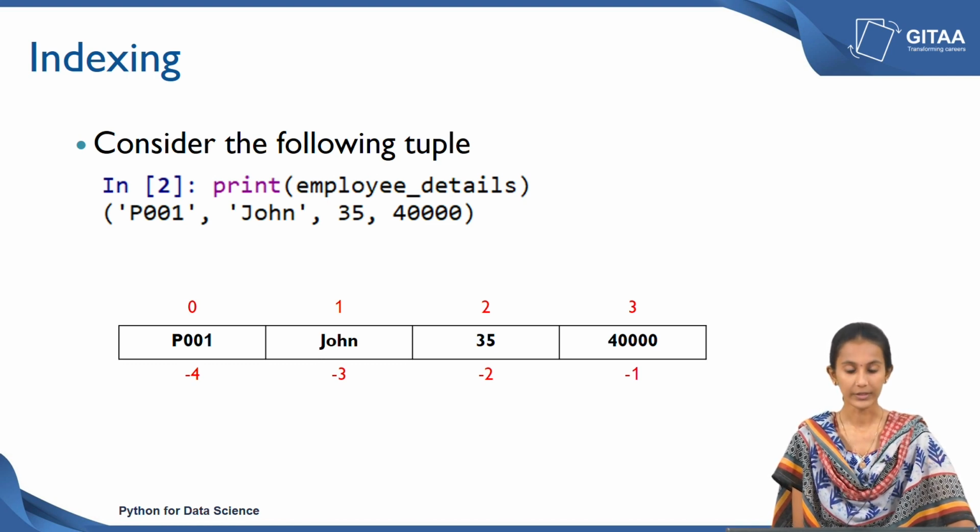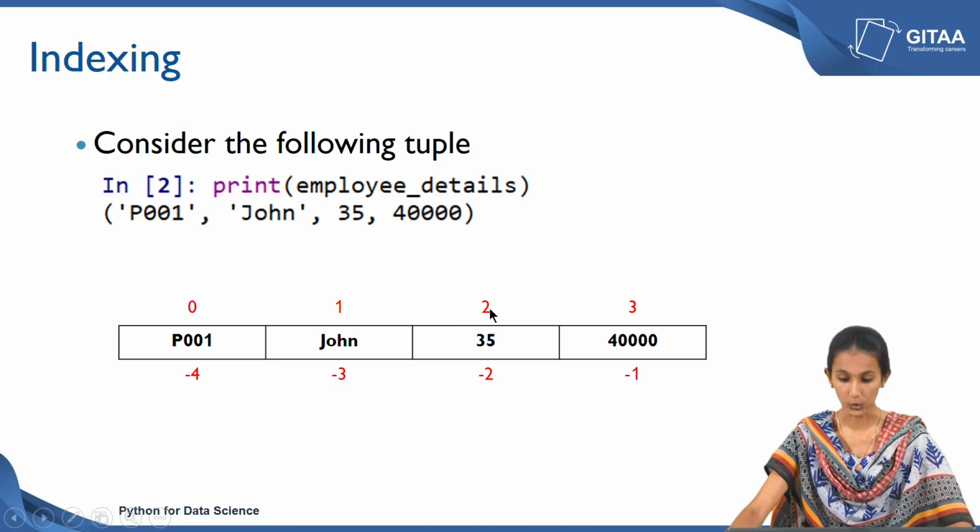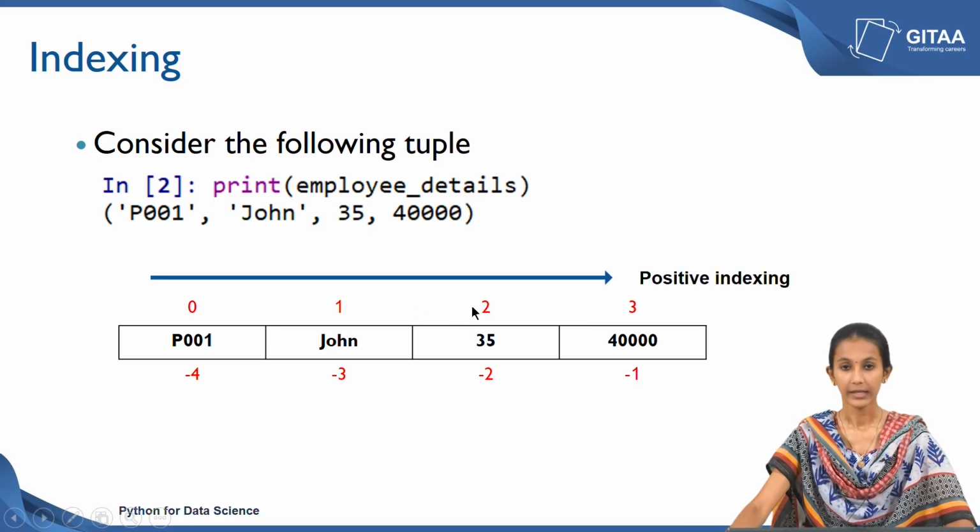For positive indexing, the index number always starts from 0. So, the ID corresponds to index number 0, employee name John corresponds to index number 1, age which is 35 corresponds to index number 2, and salary details correspond to index number 3. So, this is positive indexing.